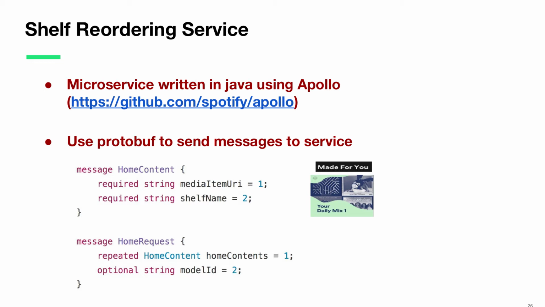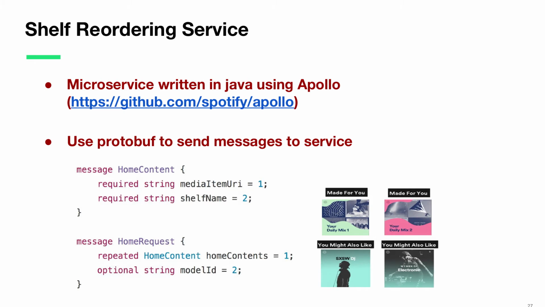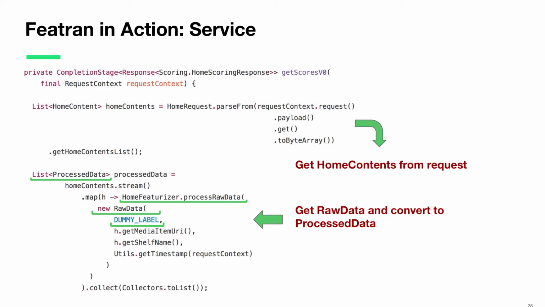So our daily mix and the made for you, and then an actual request is going to contain a bunch of these repeated home contents. So that's going to be our input to our shelf reordering service, a bunch of these in a home request. Okay, so let's see how this works within the actual service itself.